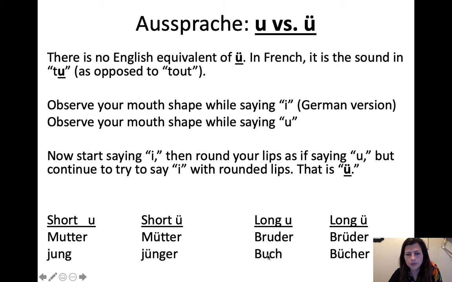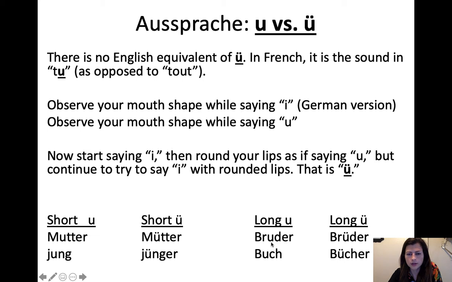Bruder, Buch. And then for the plural of brother, brothers, we have Brüder and Bücher. So here's where we really get this vowel we were practicing. Brüder, Bücher, Ü, Ü, Ü, Ü. Brüder, Bücher. Yeah, so let's do these long ones again one more time.